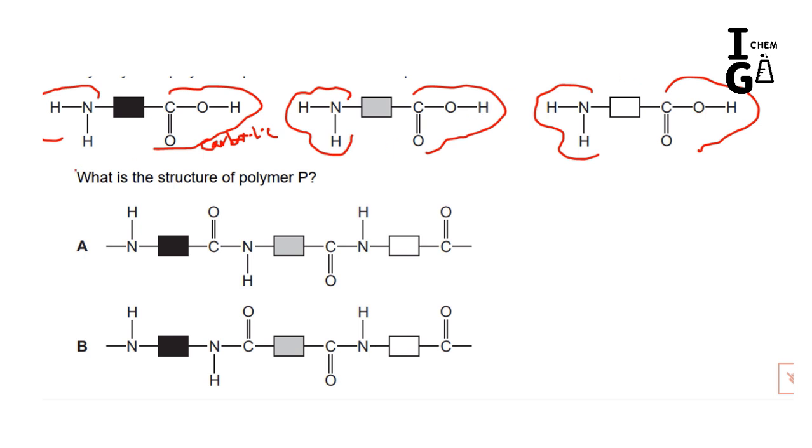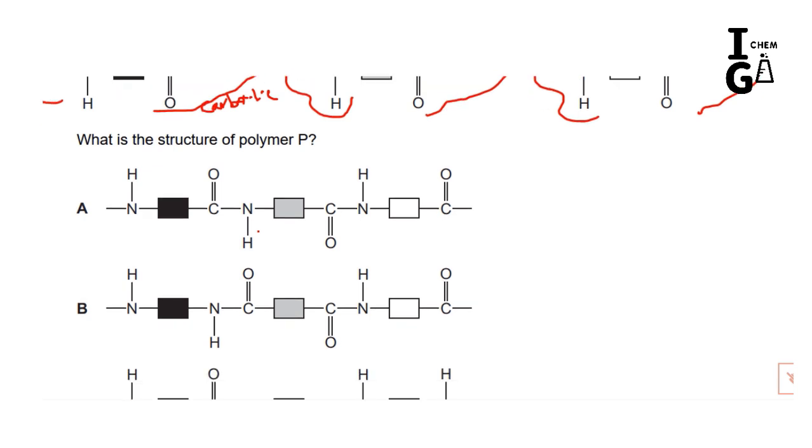Okay, so let's check the options. What is the structure of polymer P? Look at the first one. Here actually guys, we need to check the link or the linkage among them. So here we have, look at this. It's really important guys to pull out this. And here also, here we have the same link.